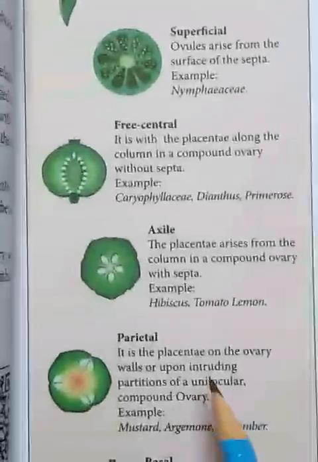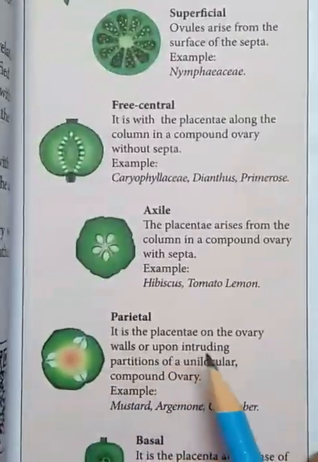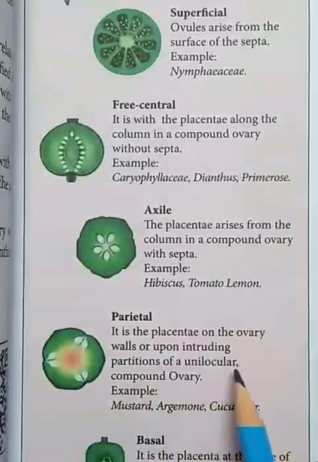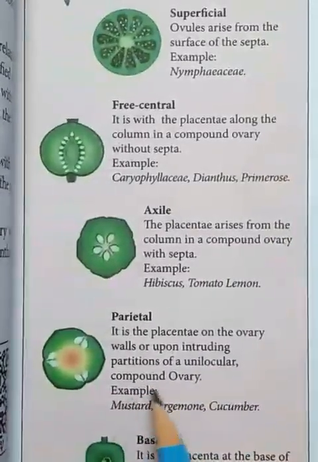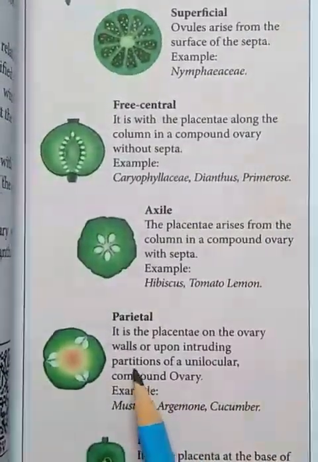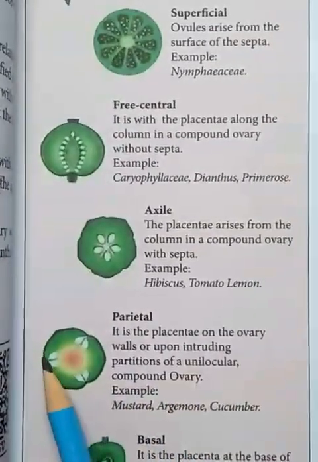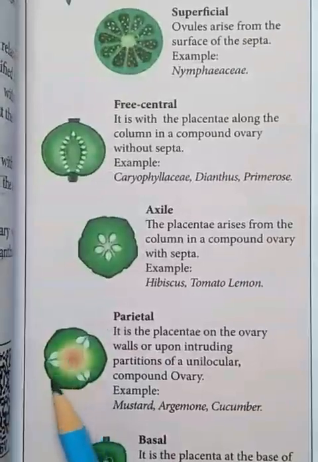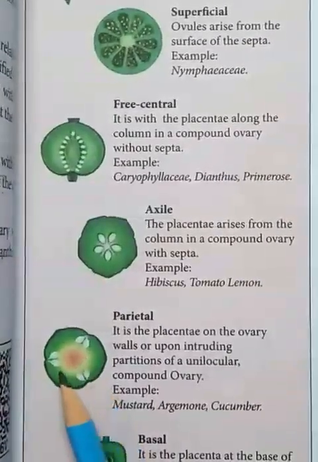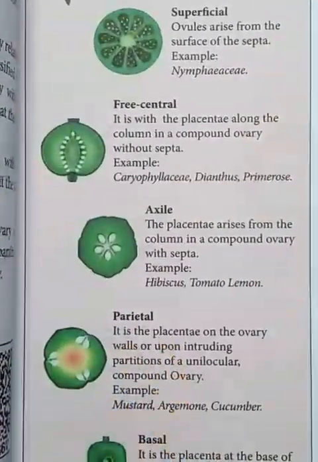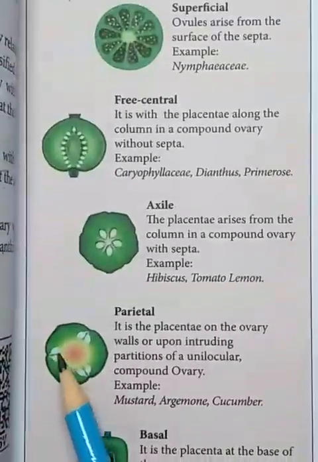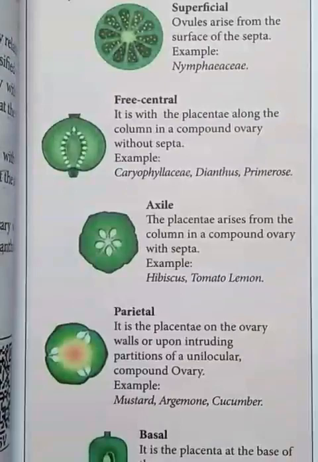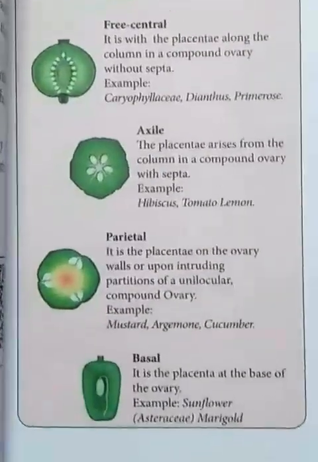Next is the parietal. It is the placenta on the ovary walls or upon intruding partition of the unilocular compound ovary. So here you can find the placenta on the ovary walls. From the ovary wall the placenta is arising. Okay, they are protruding inside, they are projecting inwards. This is called the parietal placentation. Okay, that is the placenta is present at the margin on a raised projection, that is called the parietal.